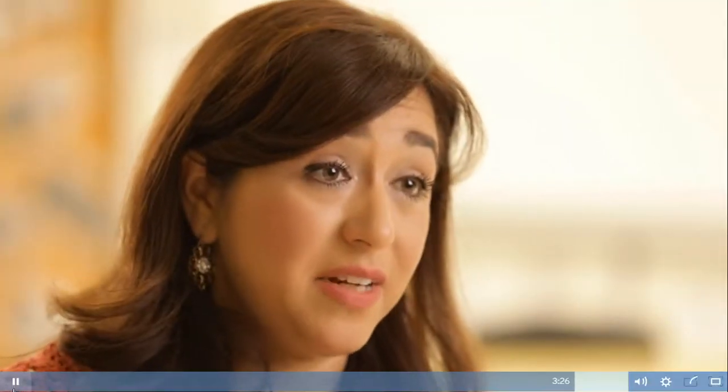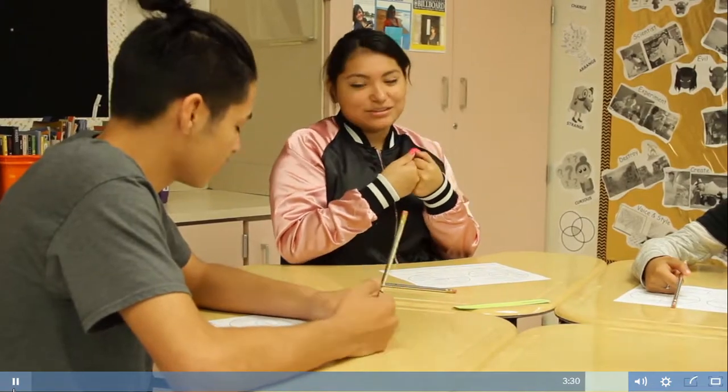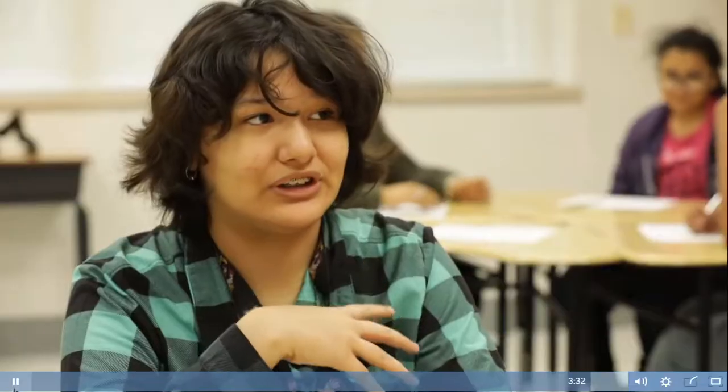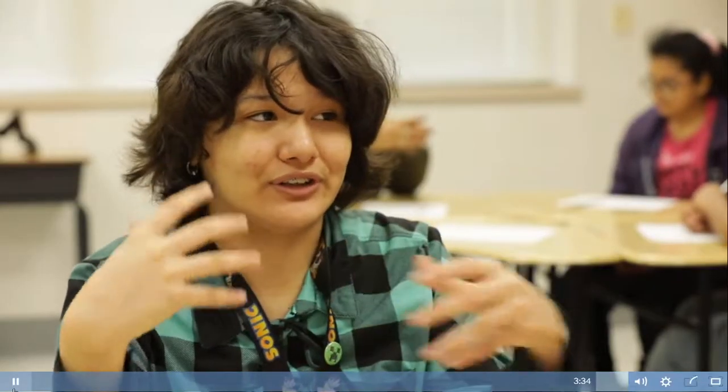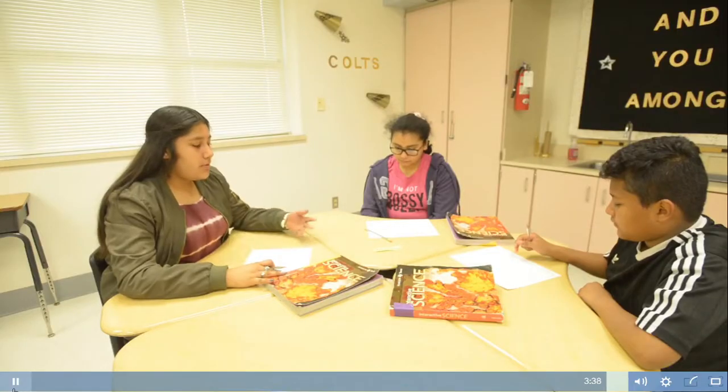Students like this activity. It's very different from just calling out a word and writing it down. This activity is not silent. The students are talking, they're acting out movements, they're engaged, they're drawing, they're writing, they're speaking, they're sharing.